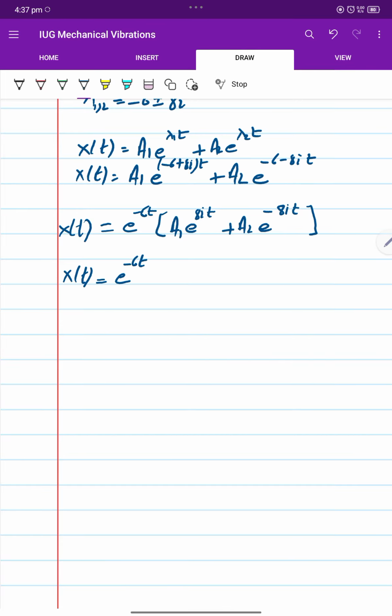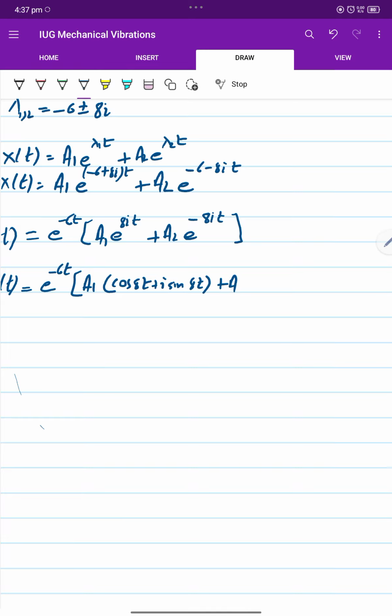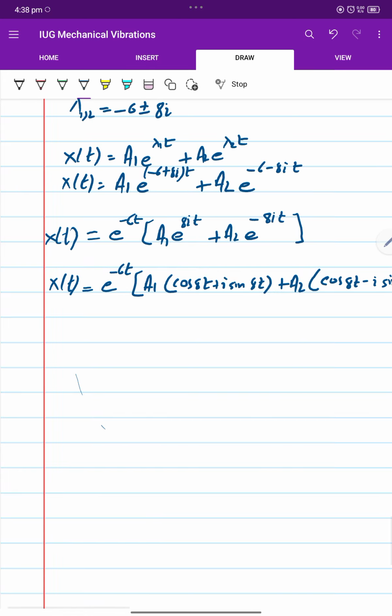E exponent minus 6t, with a1 and 8 iota t becoming cosine 8t plus iota sine 8t, plus a2 times cosine 8t minus iota sine 8t. You know this Euler formula, so you can refer to the last lecture. We discussed this and briefly looked at it.